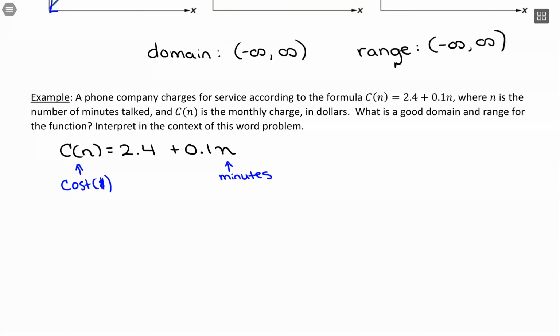However, can we talk negative minutes in a month? No. We could not talk at all. We could have 0 minutes, but that would be the minimum for it. So what we're going to see for n is that it has to be more than or equal to 0. Now, you could leave it like that, and that's great. But we could think even a little bit further to it.